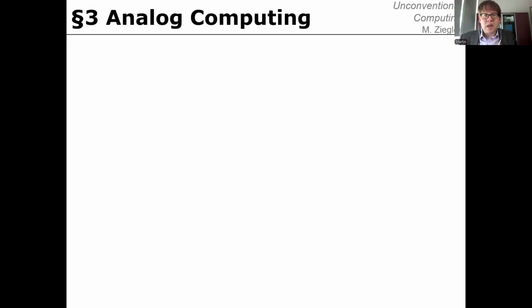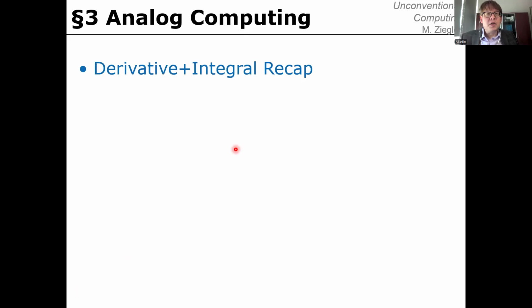Today, we're starting with chapter 3 on analog computing. So let me start by showing you the overview of chapter 3 on analog computing. In this chapter, we will first recall some mathematical background, simple calculus like derivative and integral of functions.